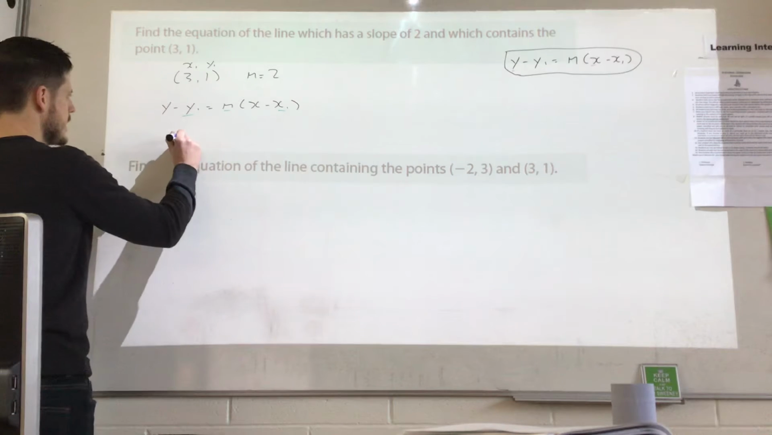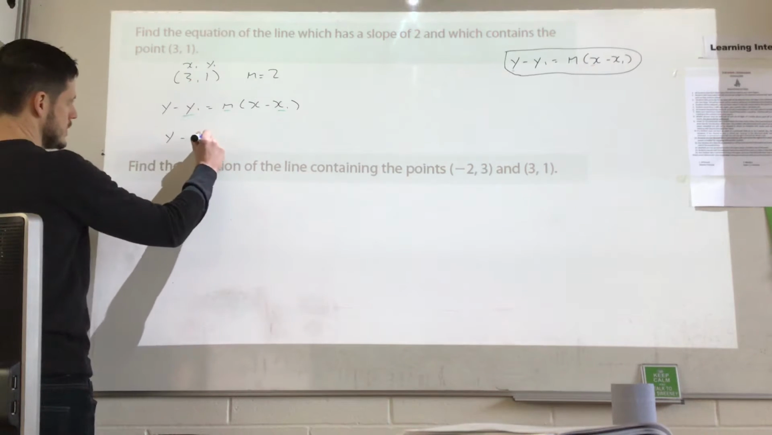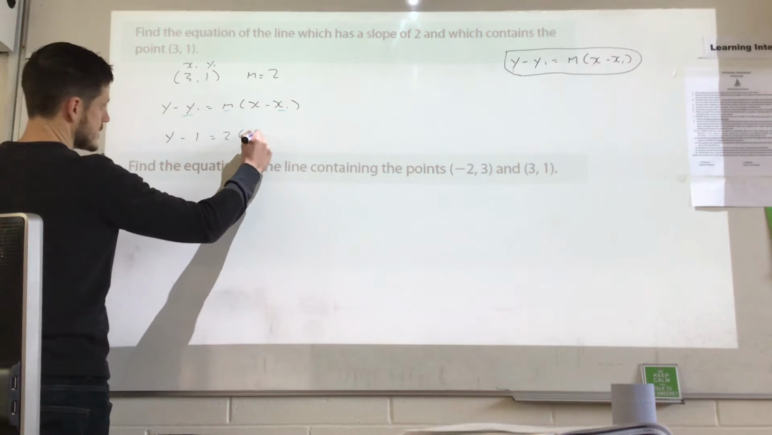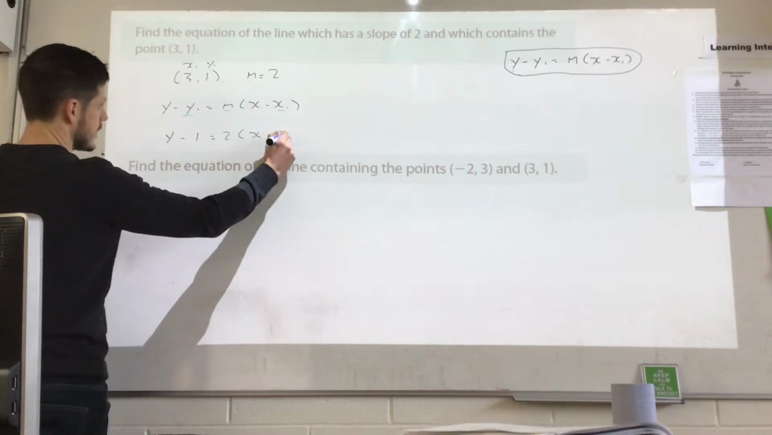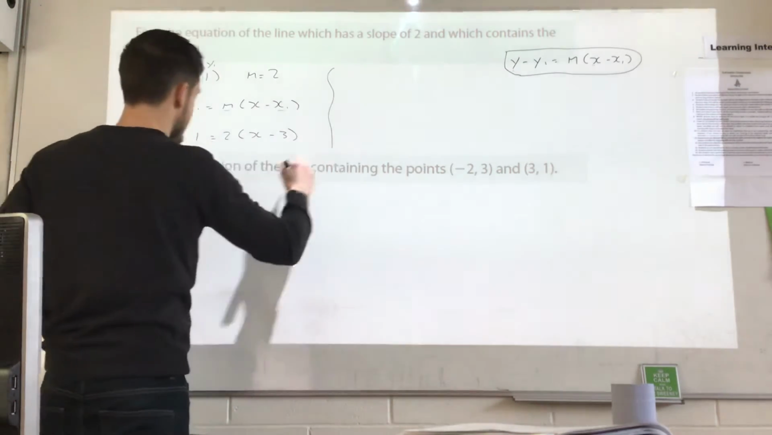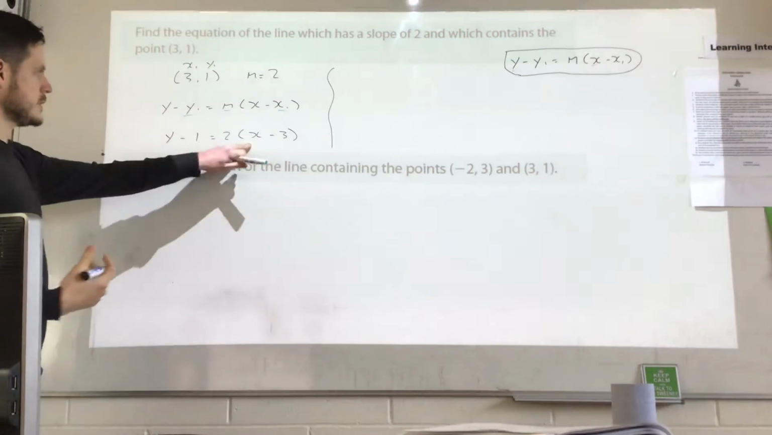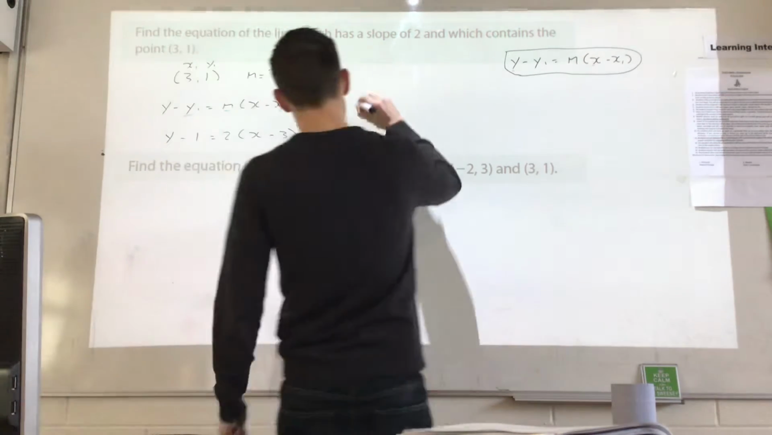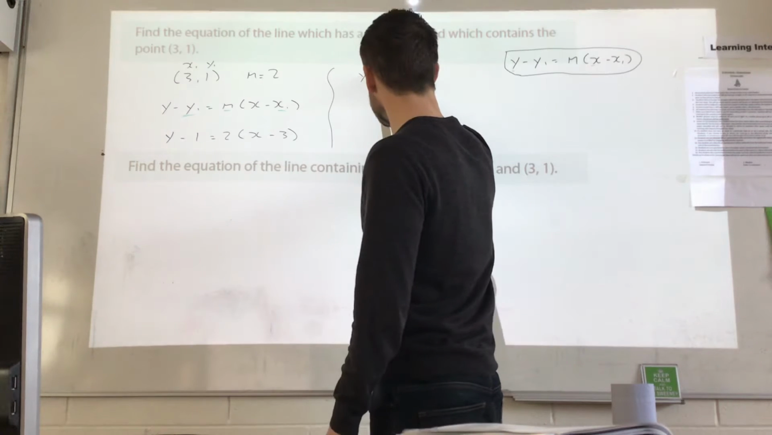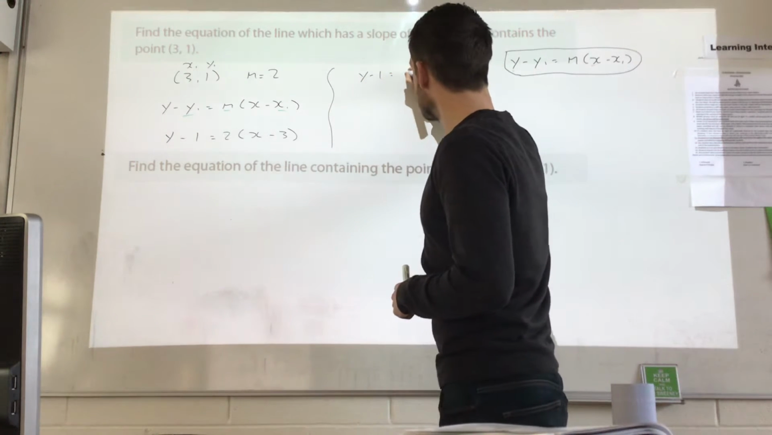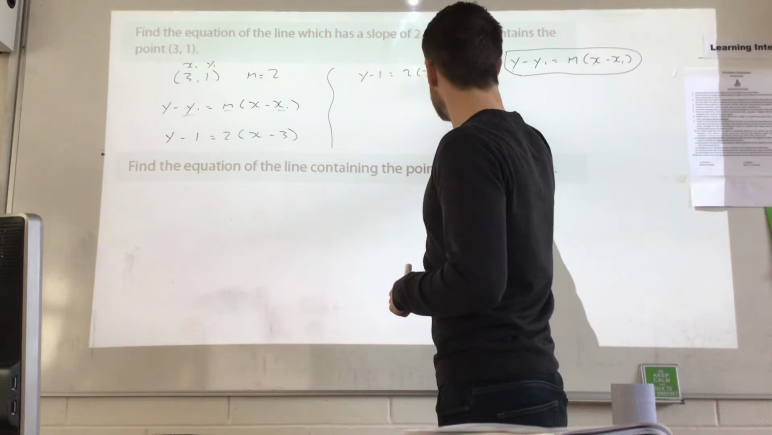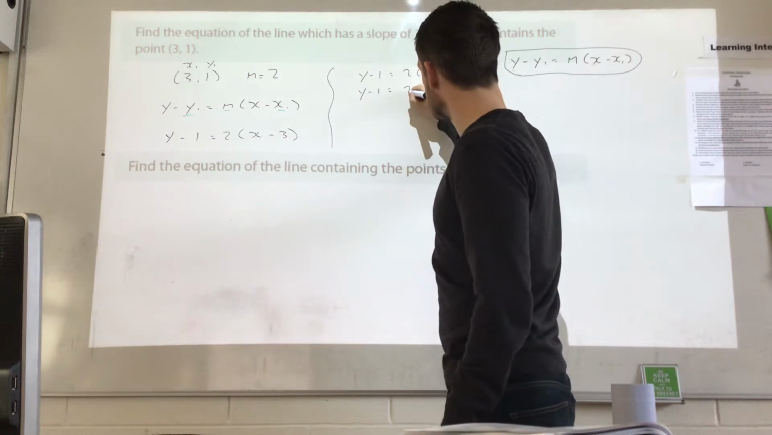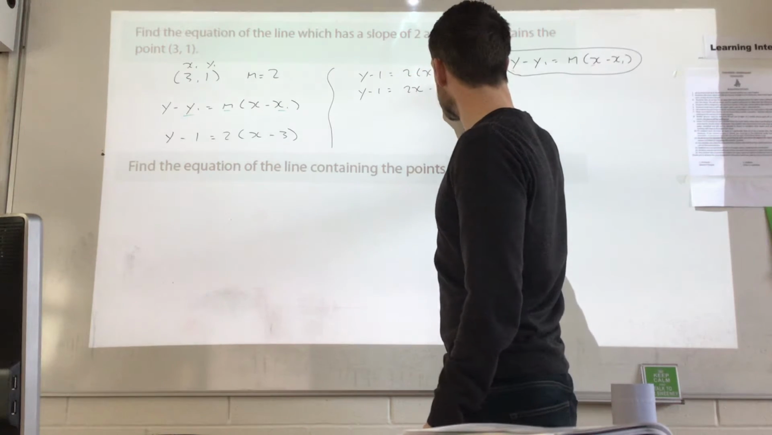So let's do that. y minus y1, in this case is 1, is equal to 2 on x minus x1, in this case is 3. And I have that now, so I can multiply this out and simplify it down. So I'm just going to rewrite this top line before I do anything, just so we have it up here. y minus 1 is equal to 2 on x minus 3. y minus 1 is equal to 2 times x is 2x, 2 times minus 3 is minus 6.